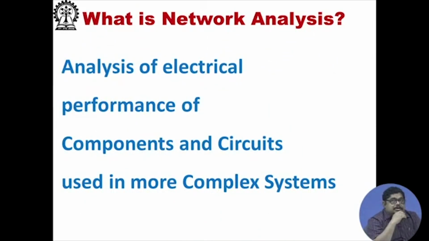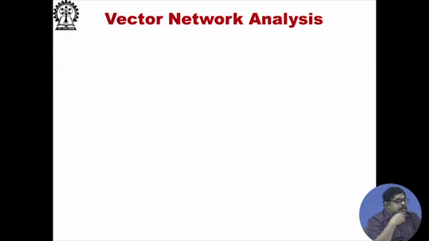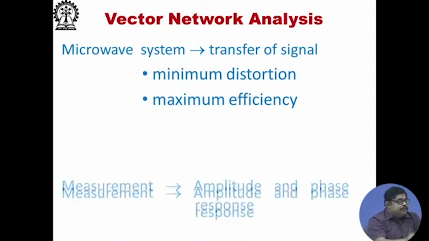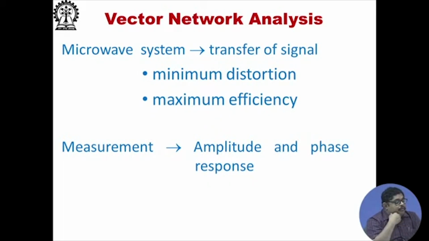Now, what is network analysis? Analysis of electrical performance of components and circuits used in more complex systems. What is vector network analysis? In a microwave system, we want transfer of signal. We want to do it with minimum distortion, maximum efficiency. For that, we want to measure, and that measurement consists of both amplitude and phase response.